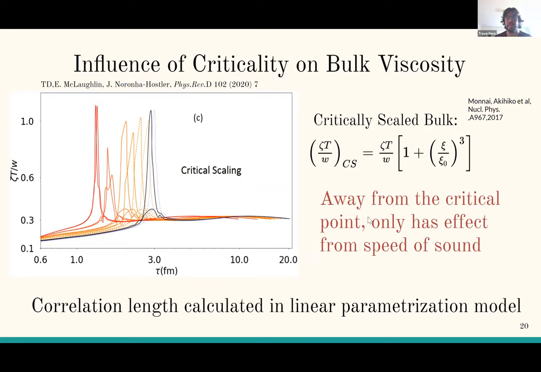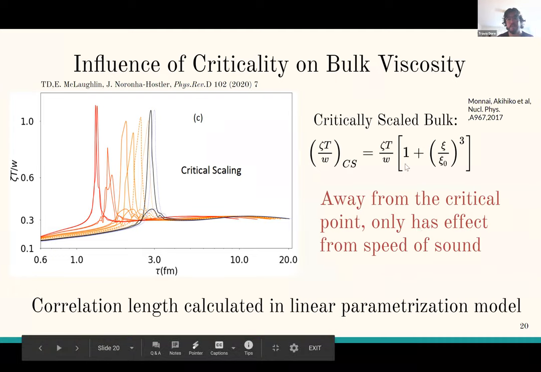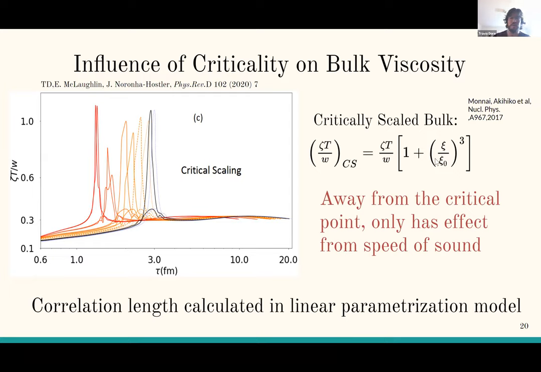You saw that away from the critical point, there was no effect, and only an effect from the speed of sound. But here, all these runs were done close to the critical point, and you see that there is an effect of critical scaling, and your zeta T or W peaks at about one. So your bulk viscosity peaks at about one. This correlation length is actually calculated in a linear parameterization model. That's really all I'll say about that. The details aren't too interesting, but we can talk more about that if you want to.